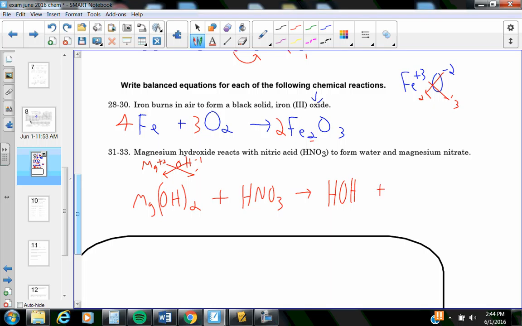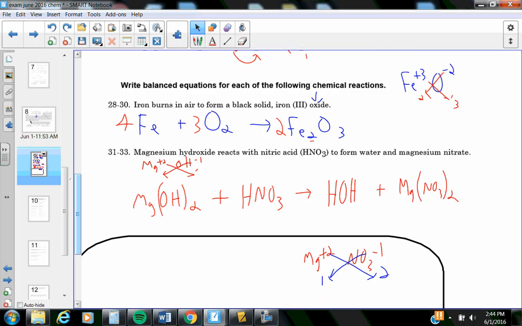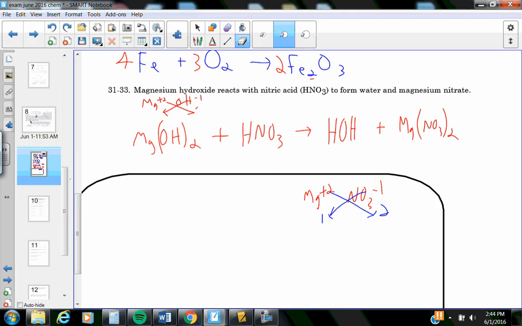Finally, it's going to be magnesium nitrate. Magnesium has a +2. Nitrate is a -1. That is not a match made in heaven. It's going to take 2 of those to balance off just 1 of those. Magnesium, just 1. Nitrate, 2 of those, so it's got to be in parentheses, taken twice. First step, just writing them. Ask yourself now, is this balanced? I don't think it is.